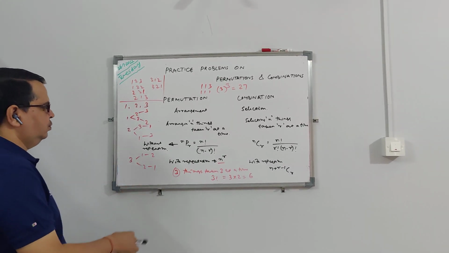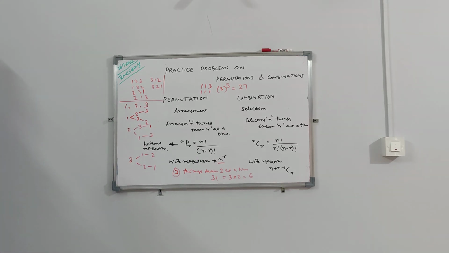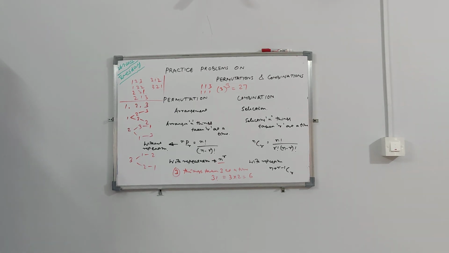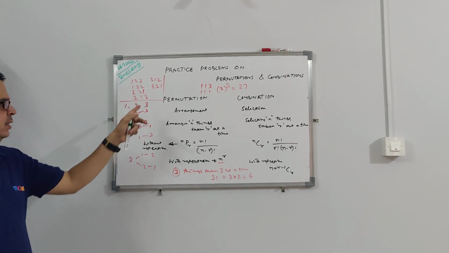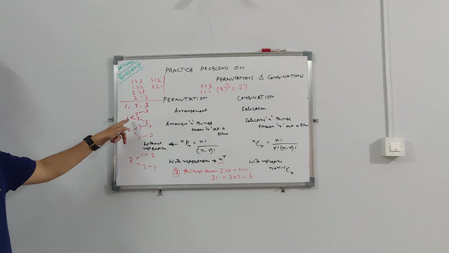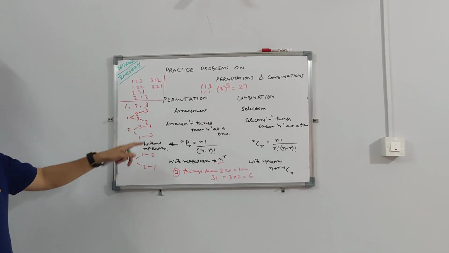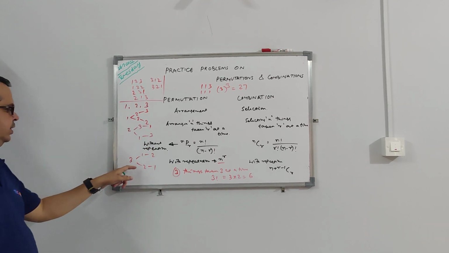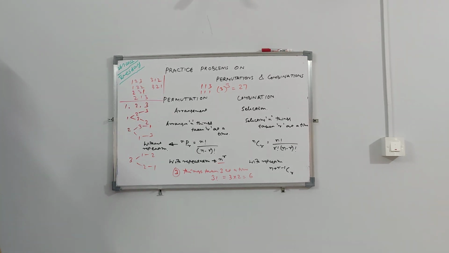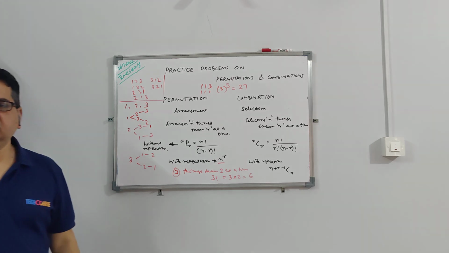To give you more clarity on what repetition means, suppose you are given three numbers 1, 2, 3. How can you make the arrangement? Remember, this is not selection, this is arrangement. First place you can put 1, then 2, 3, then the other one. With 1 at the beginning there are two arrangements possible, with 2 at the beginning another 2, with 3 at the beginning another 2. So a total of 6 arrangements are possible, which is nothing but 3 factorial.